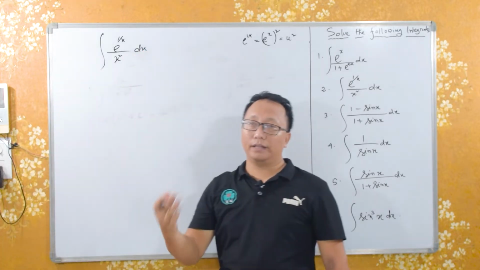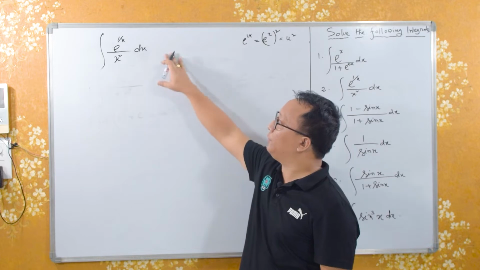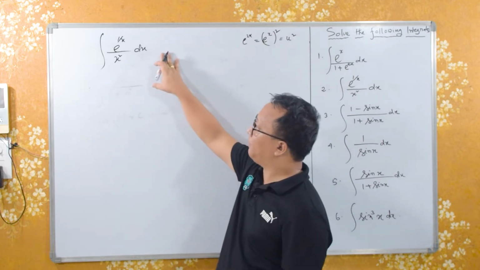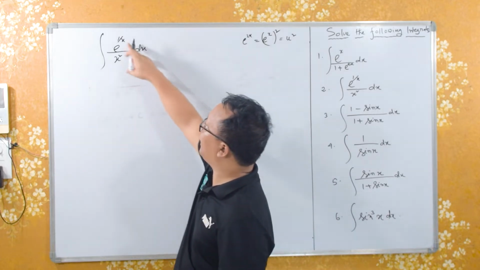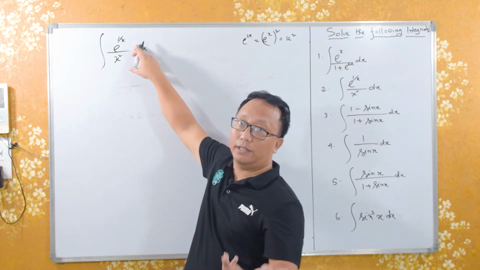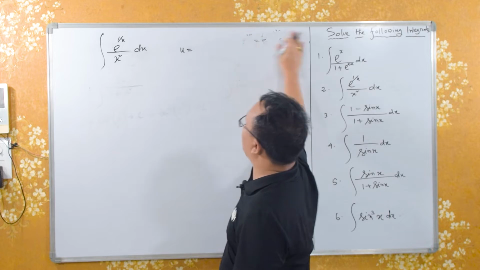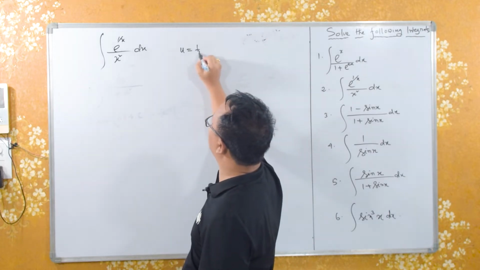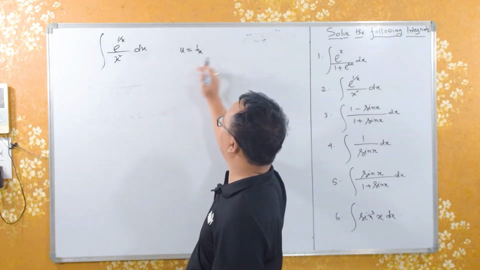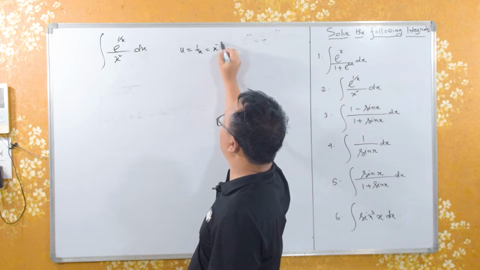You have to think that if I substitute, for example, if I put u equals 1 by x, then what will come? So you have to think. If I put u equals 1 by x, then what will be du? 1 by x is the same as x raised to minus 1.